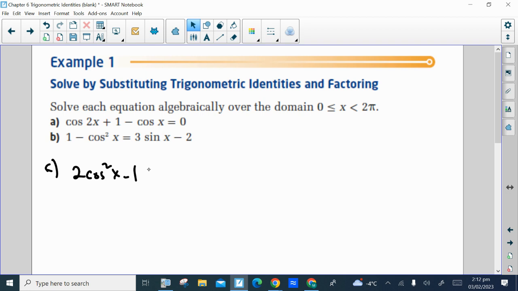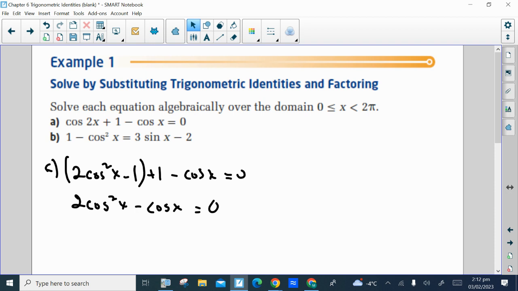The rest of the equation, remember, this was just a substitution for cos 2x. Then there's a plus 1, and then there's a minus cos x equals 0. And when you simplify this, the minus 1 plus 1 cancels. So we're left with 2 cos squared x minus cos x equals 0. So now we're going to solve this equation. This is a quadratic because there's a cos squared x and a cosine x.